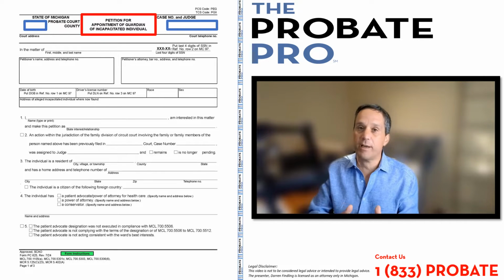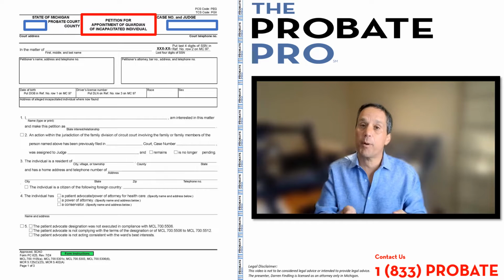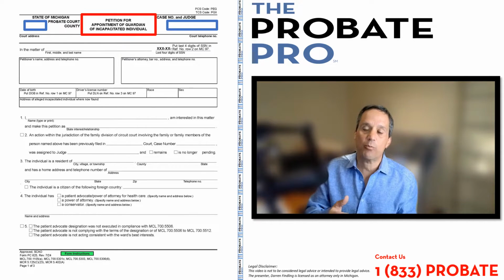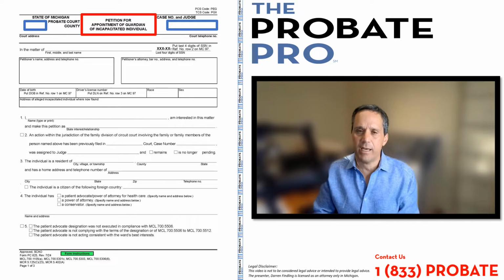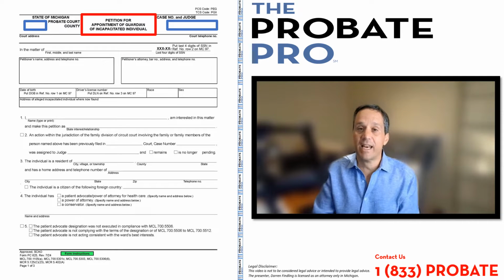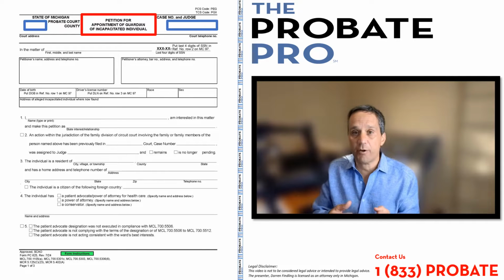The primary change in this form from prior forms is that this form now accommodates the request for a standby guardian. Michigan amended the statute to allow you to nominate and identify a standby guardian instead of just the primary guardian. Let's walk our way through the form to understand how to fill this out for filing with the probate court.